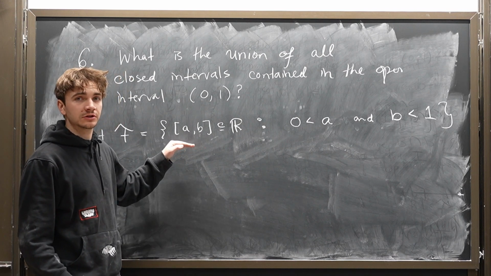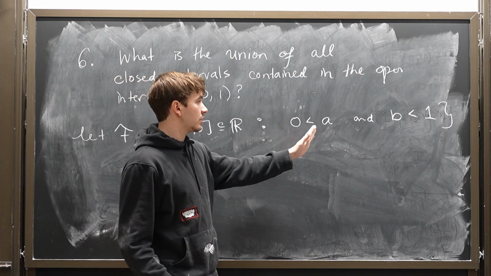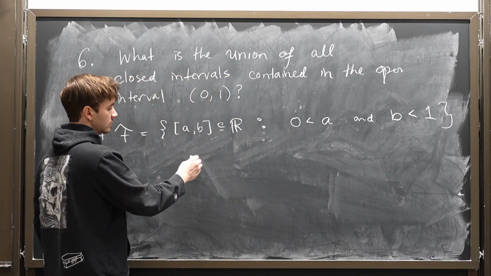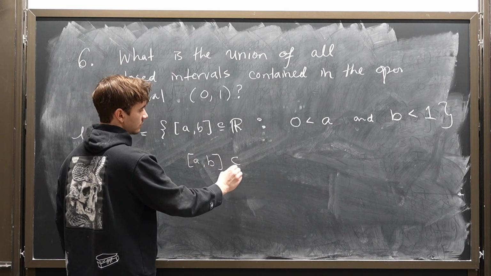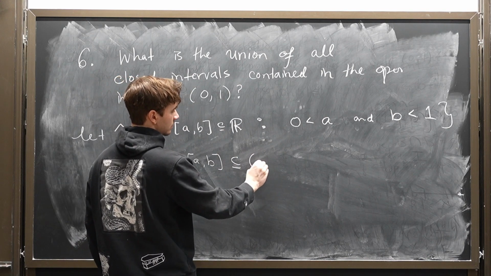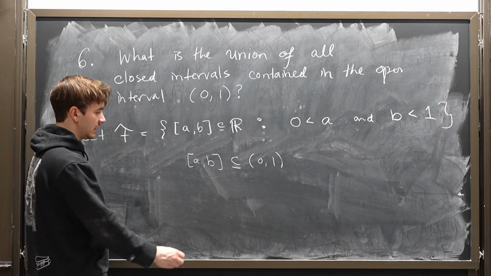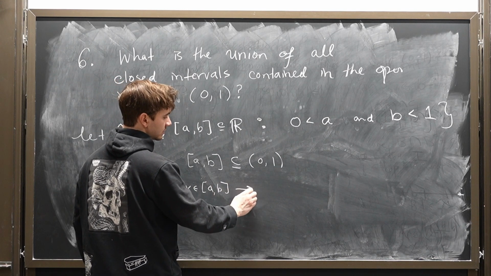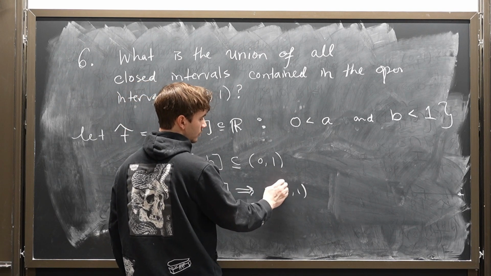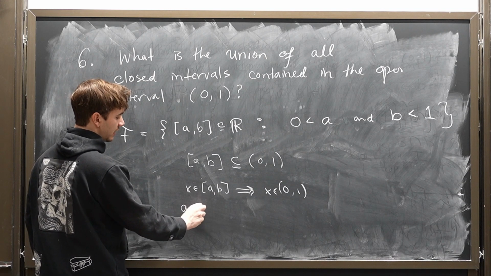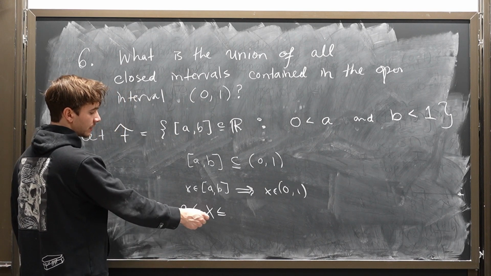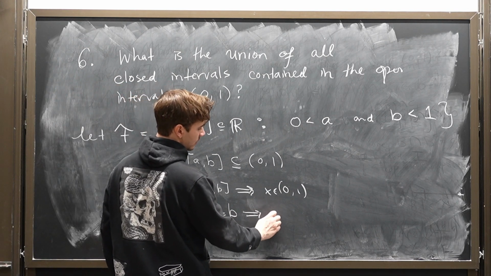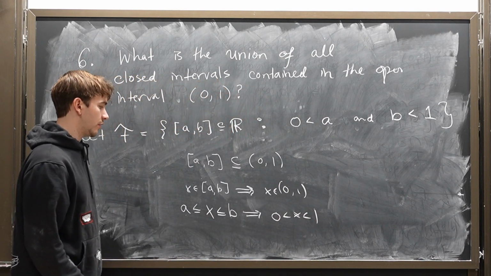So this is the correct formulation for my family definition. Note that this is just using the definition of the open interval (0, 1), actually. Note that this is correct because if I look at the set theoretic conclusion, [a, b] is contained in (0, 1), this is equivalent to saying that x in [a, b] implies that x is in (0, 1), which is equivalent to stipulating that if x is between a and b, non-strict inequalities, then x is strictly between 0 and 1, okay?